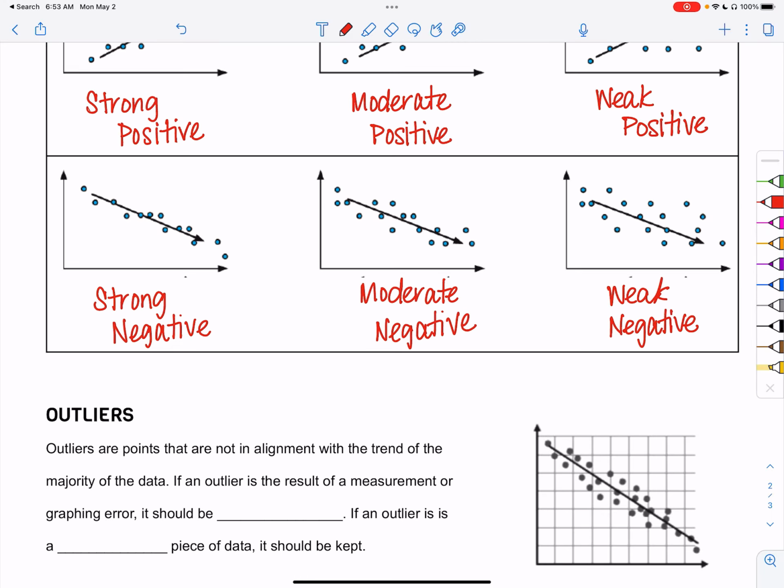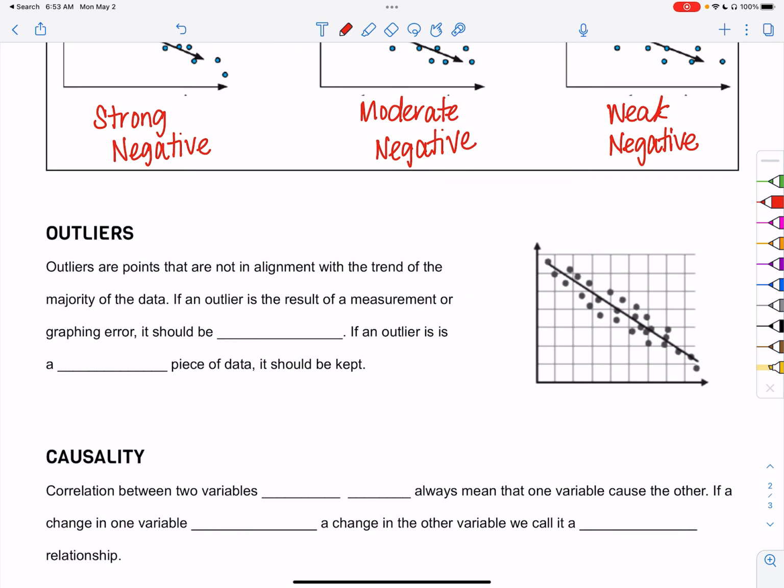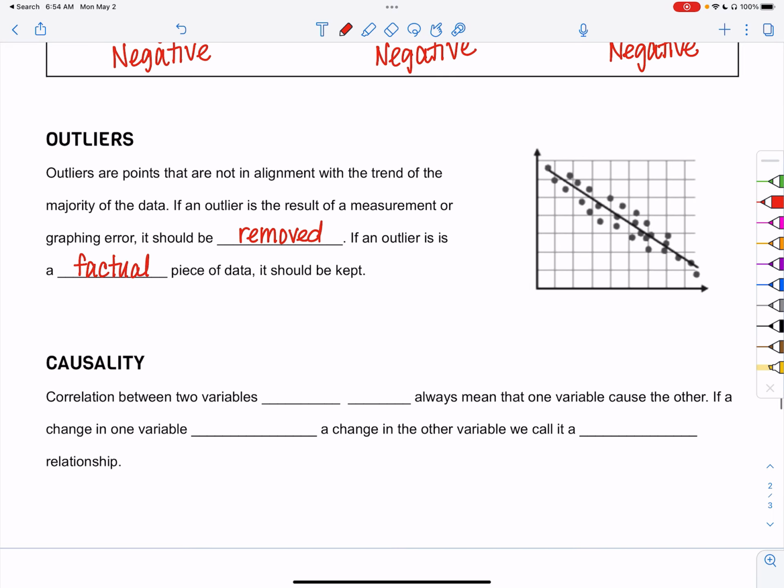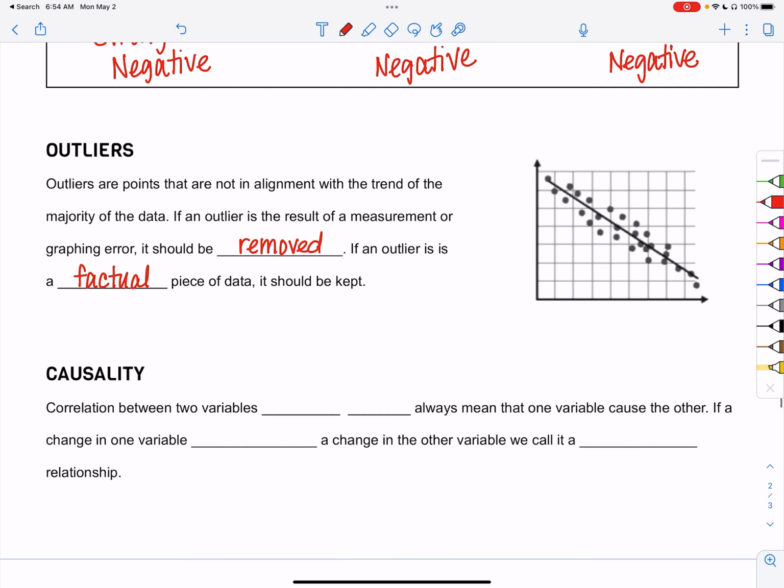Now let's talk about outliers. Outliers are points that are not in alignment with the trend of the majority of the data. If an outlier is the result of a measurement or graphing error, it should be removed from the graph and the data set. If an outlier is a factual piece of data or an authentic piece of data, it should be kept. Next, we're going to talk about causality.